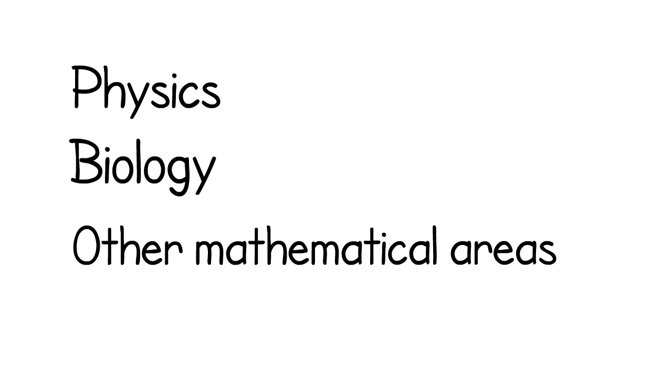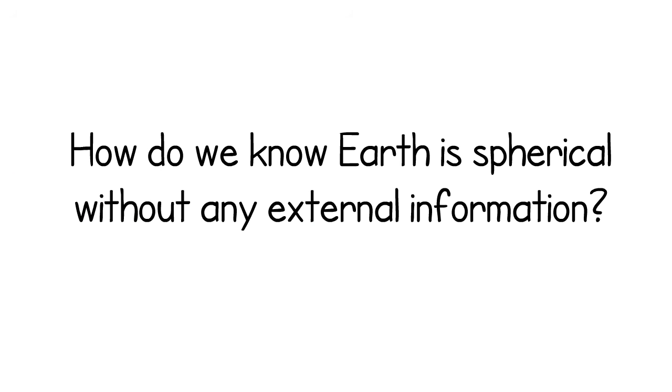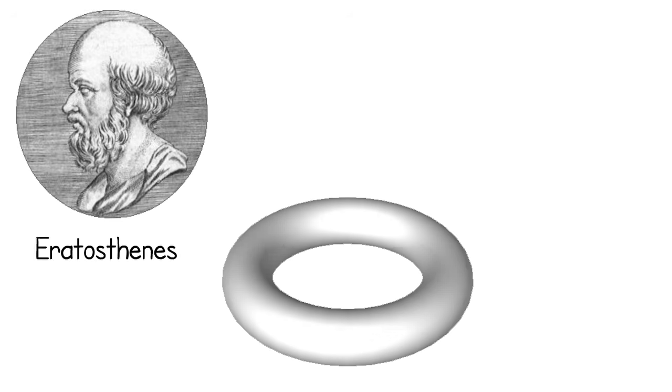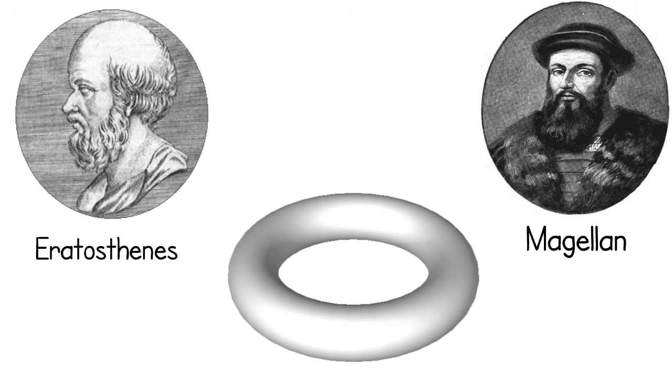Now, for the second question, it turns out that topology has many applications in physics, biology, and other areas of math. Let's put it to the test. How do we know Earth is spherical without using any external information from space? We know Earth is a surface, but it could well be a torus. In fact, Eratosthenes' measurements and Magellan's circumnavigation are consistent with a torus-shaped Earth.